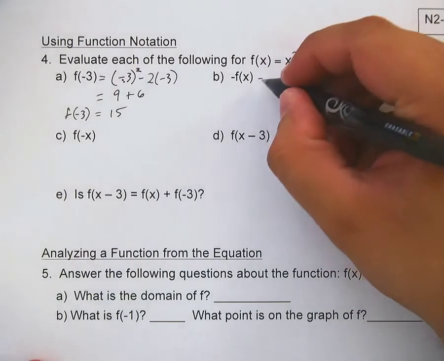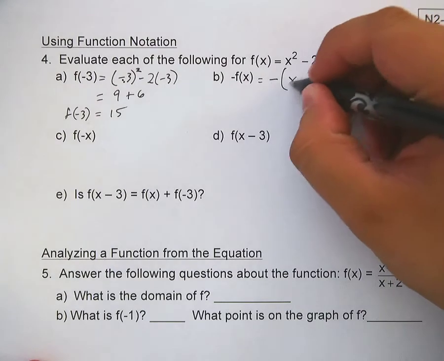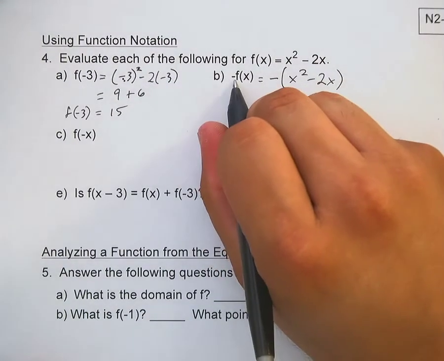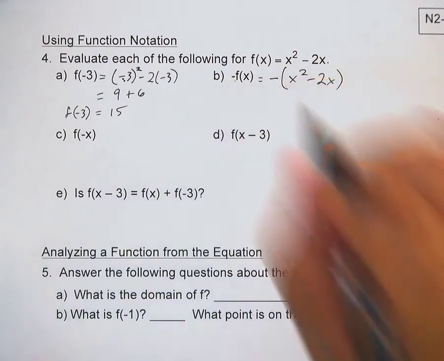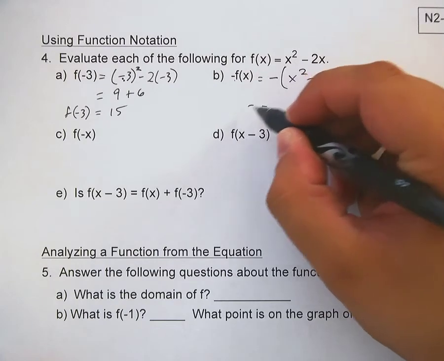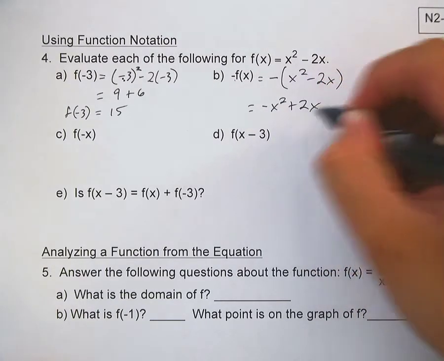Negative f of x, very simple. You put a negative on the outside of it. Bam. If the negative's on the outside of f of x, put it on the outside of everything. Very simple. Simplify it, distribute your negative. Negative x squared plus 2x. Done.